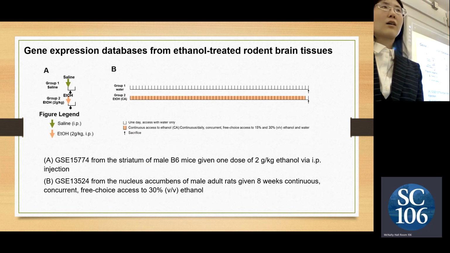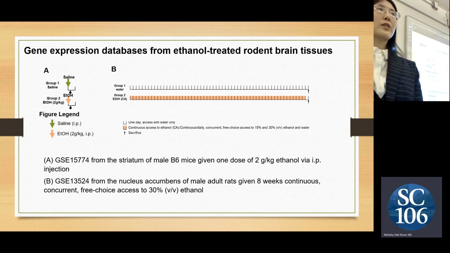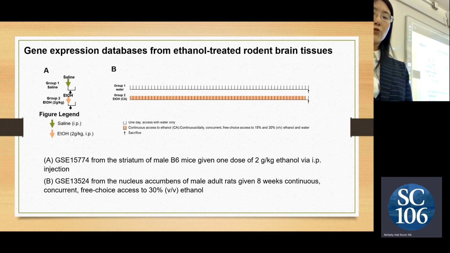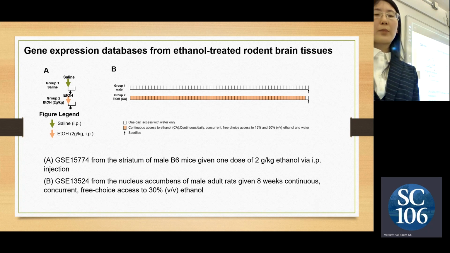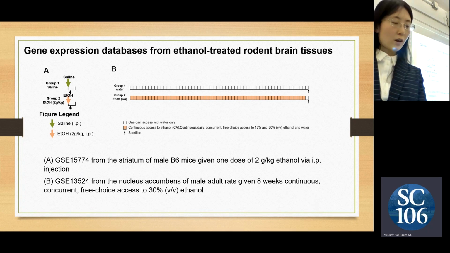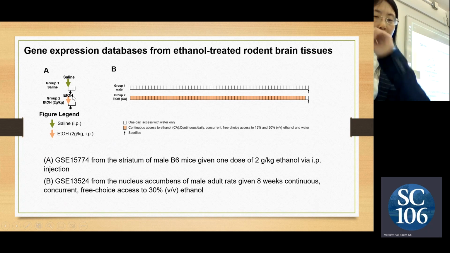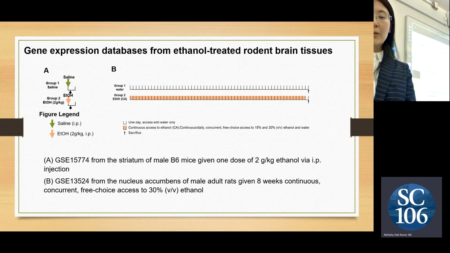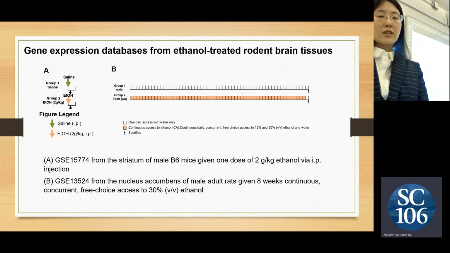Then I retrieved gene expression datasets to study the effects of ethanol treatment from the openly available Gene Expression Omnibus database. The first dataset is GSE15774, which is from the striatum of male B6 mice given one dose of ethanol at 2 grams per kilogram, which is a binge level. The second dataset is GSE13524, which is from alcohol-preferring rats given 8 weeks of continuous ethanol treatment.